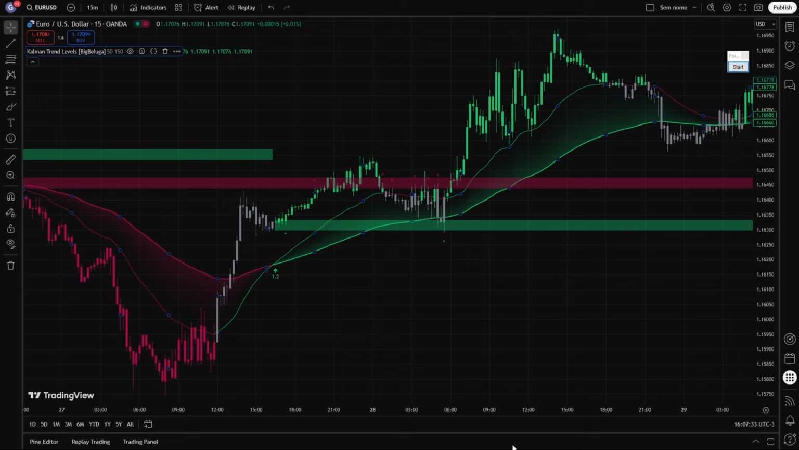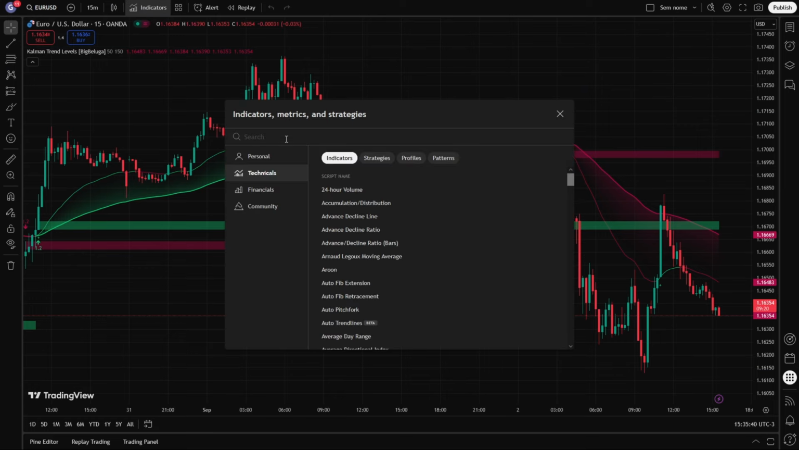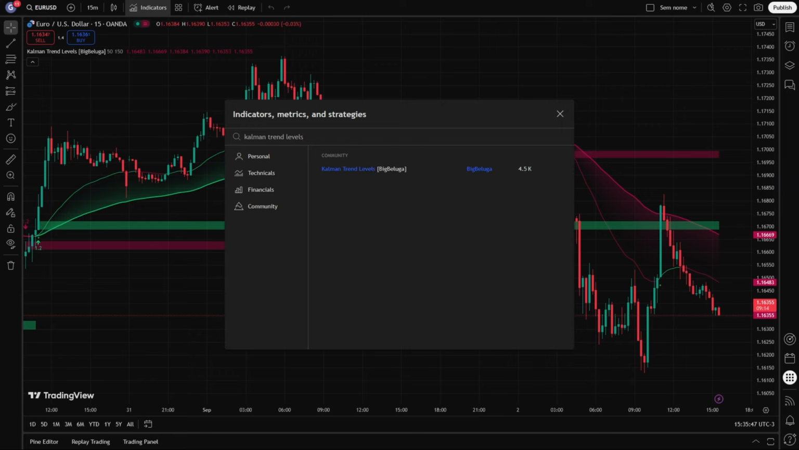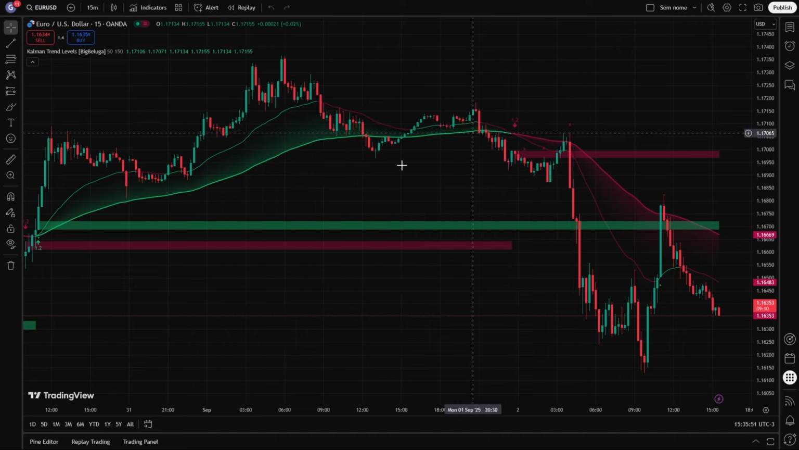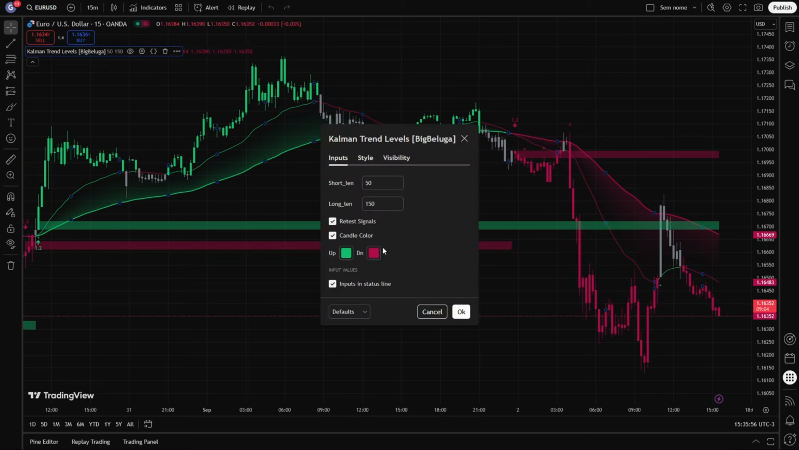To start using it, let's open TradingView and choose any asset. I'm here on Euro USD on the 15-minute chart. It can be on any time frame as well. To add the indicator to your chart, you go to the Indicators tab. The indicators will appear right here and you'll want to search for KALMAN Trend Levels. And it will be this first option from Big Beluga. Just click on it and it will appear just like my indicator. In its settings, you will want to enable all the options that are available there.